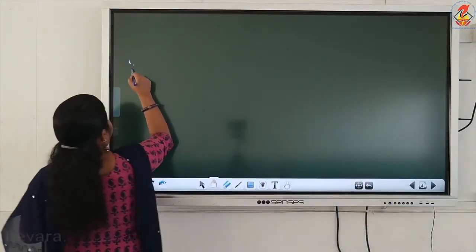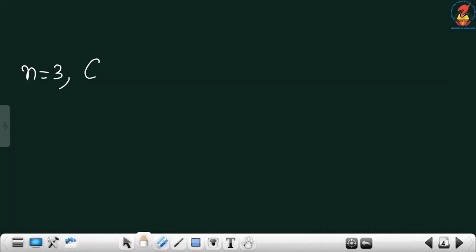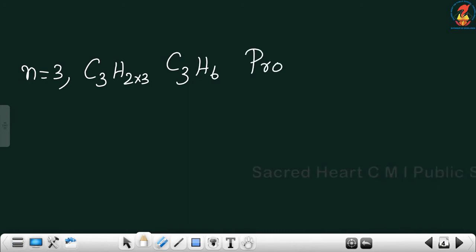Next, n equal to 3. C3H2 into 3. So, C3H6. What is the name? It starts with prop. n equal to 3 is prop. Add ene. So, it becomes propene.